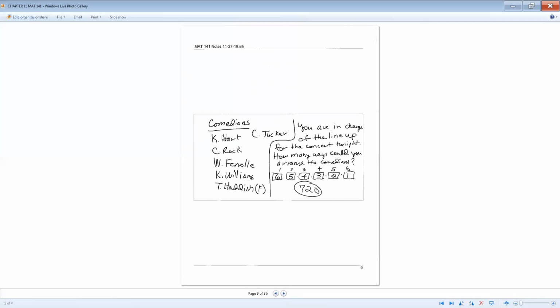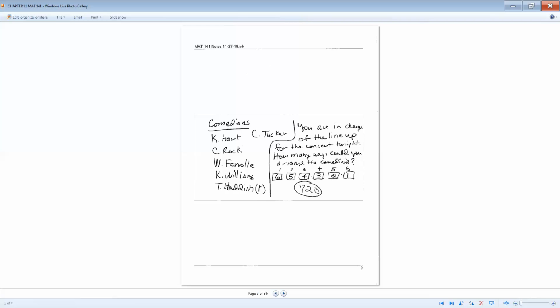So here, just a selection of comedians: Kevin Hart, Chris Rock, Will Ferrell, Cat Williams, Tiffany Haddish, Chris Tucker. Tiffany Haddish is the only female, and that's going to matter in a few. It says you are in charge of the lineup for the concert tonight. How many different ways could you arrange the comedians?